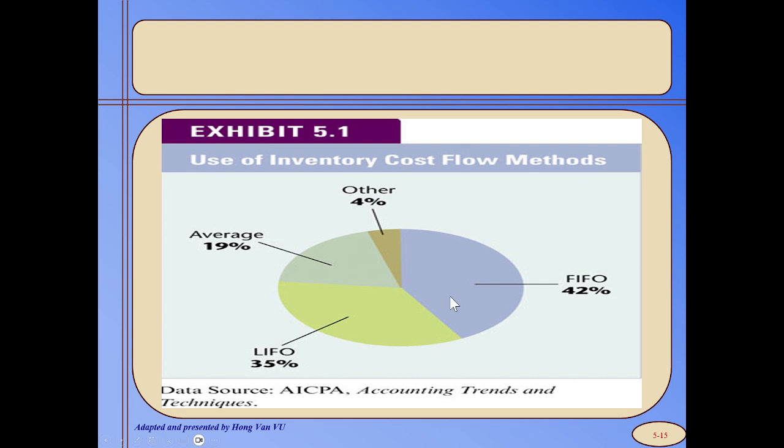Now this exhibit illustrates the relative use of different cost flow methods among companies in the United States. The weighted average is 19%, LIFO is 35%, FIFO is 42%, and other methods are 4%.